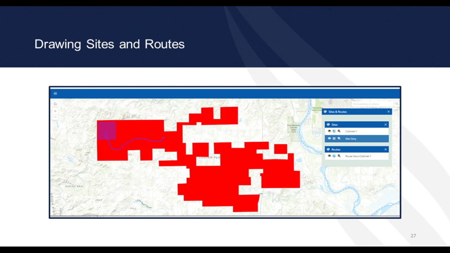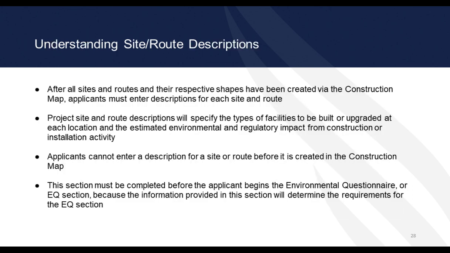And do keep in mind that the polyline tool will not be available for drawing sites and the polygon, rectangle, and circle tools will not be available for drawing routes. And do remember, to better inform the environmental review process, you might create multiple routes to delineate different technology types and installation methods. After you've created all sites and routes and drawn their respective shapes, you must enter descriptions for each site and route.